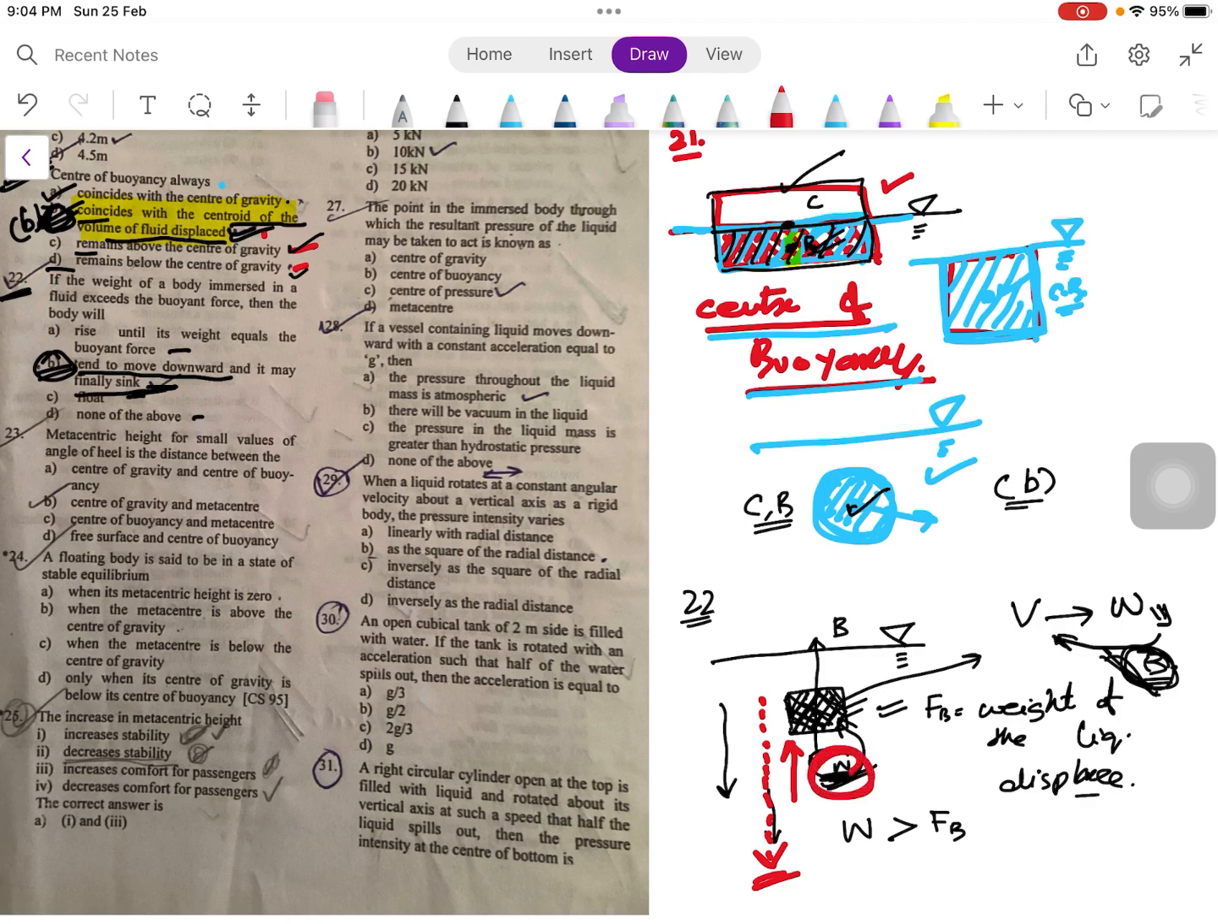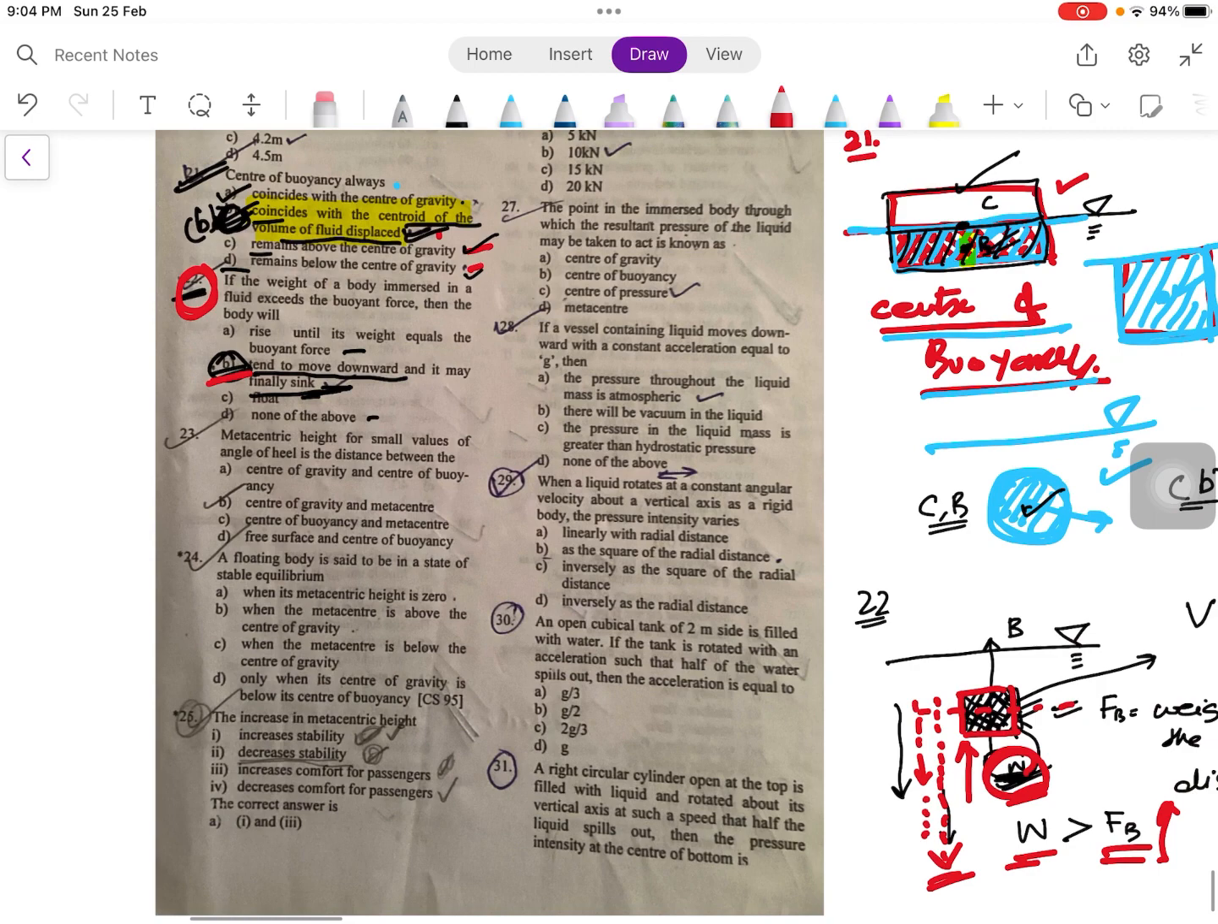Had the weight of the body been equal to the buoyant force, then there would have been an equilibrium and the body would have stayed afloat. All right. But the weight is exceeding the buoyant force, therefore the buoyant force won't be able to keep the body in a stable position, and hence it will tend to move downward and will ultimately sink. All right. So option B is the right option for question number 22.